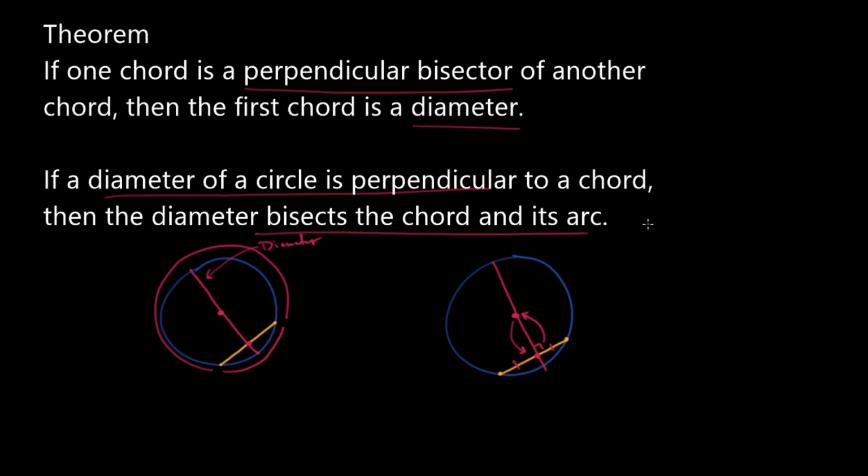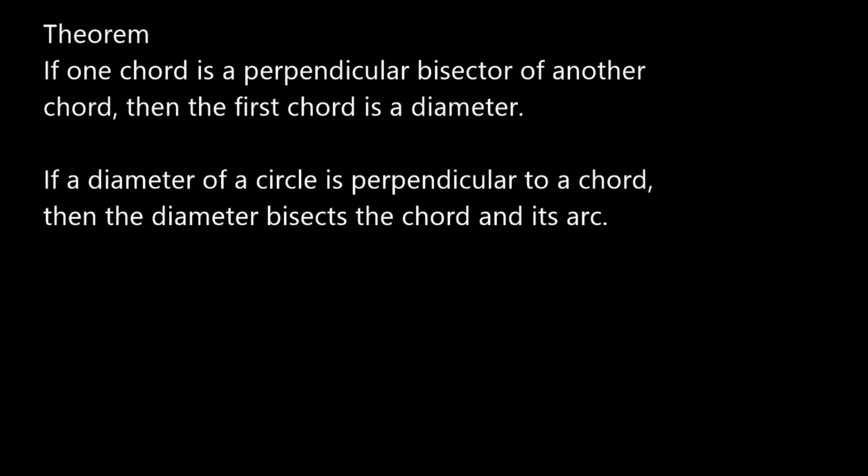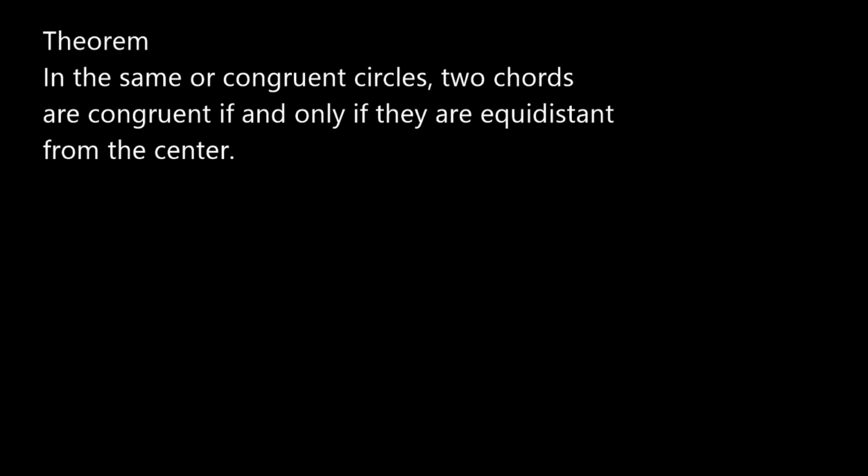So these two kind of go together with these chords or diameters being perpendicular bisectors of another chord. All right, so that was 2 and 3, and now we just have one more to look at, which is this. In the same or congruent circles, two chords are congruent if and only if they are equidistant from the center. So this is also another one that I feel is going to be intuitive here, where if I have a circle, and in here then I have a chord. So when I talk about the distance from the center, I'm talking about, once again, this perpendicular distance.